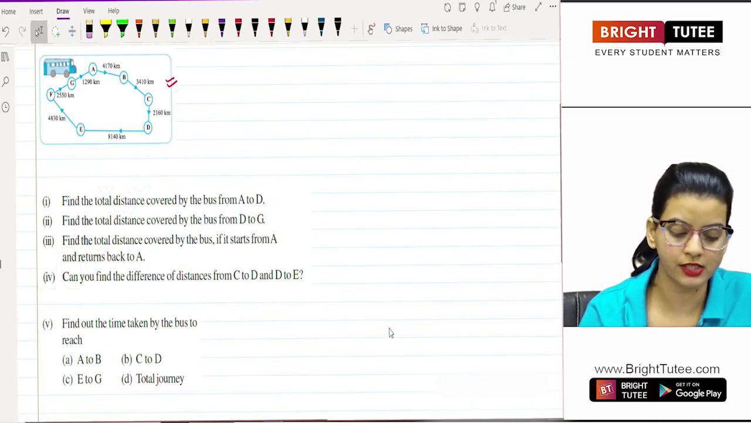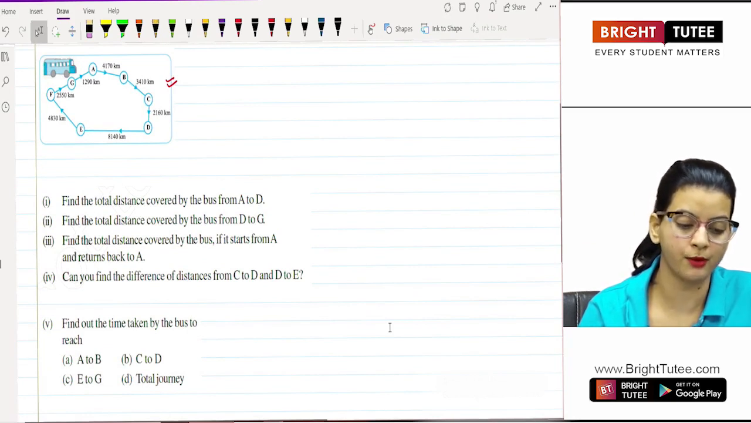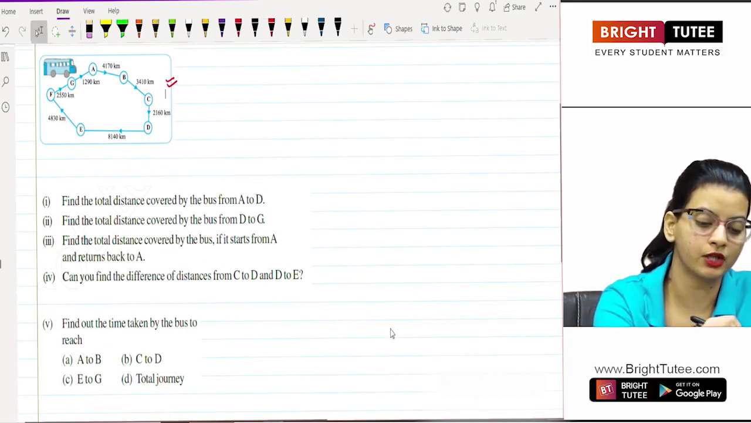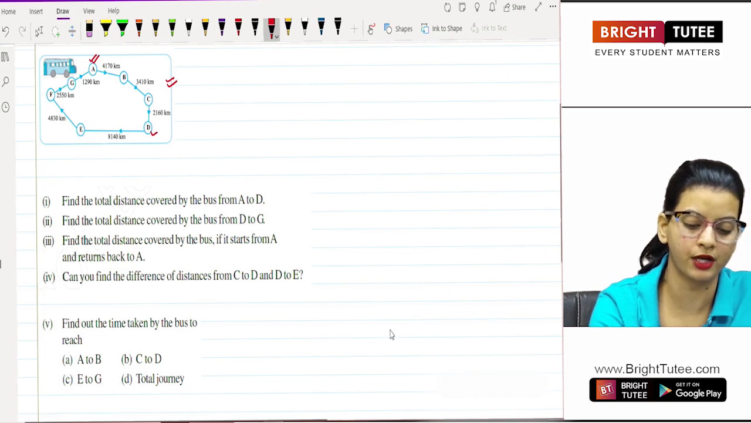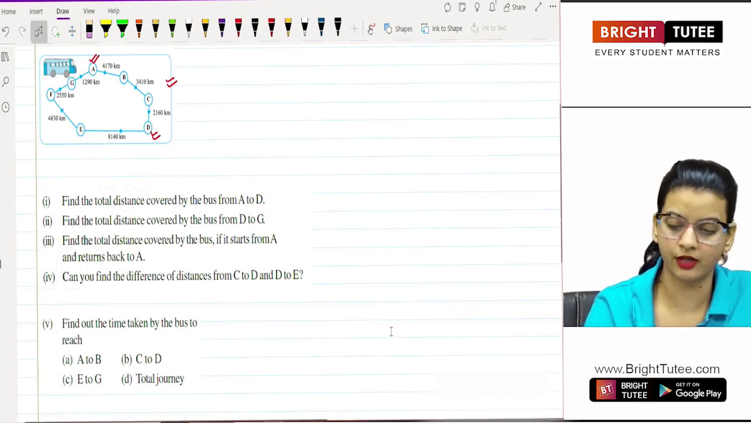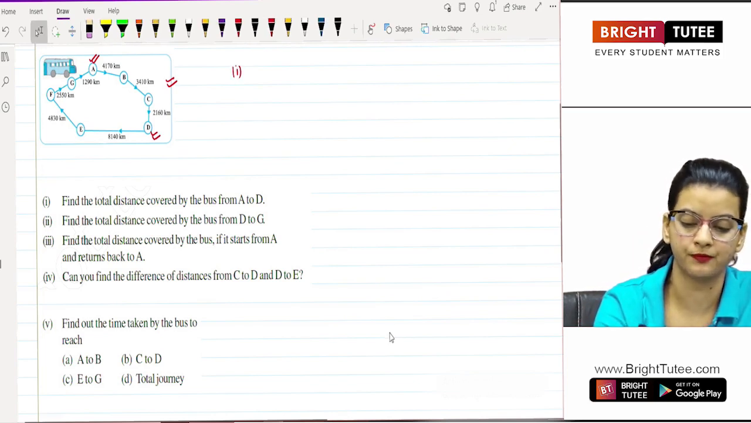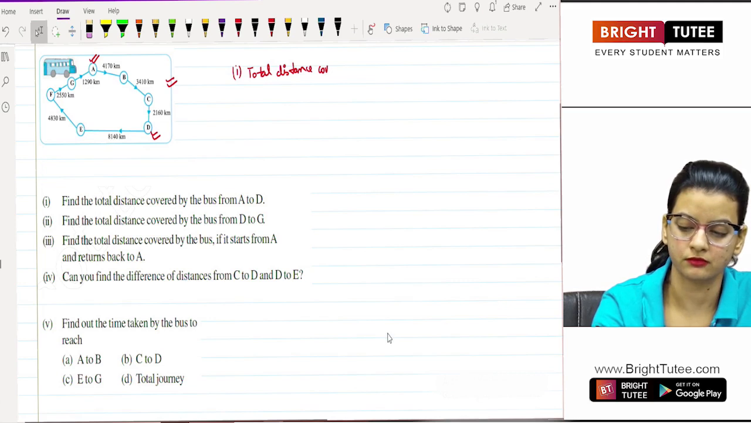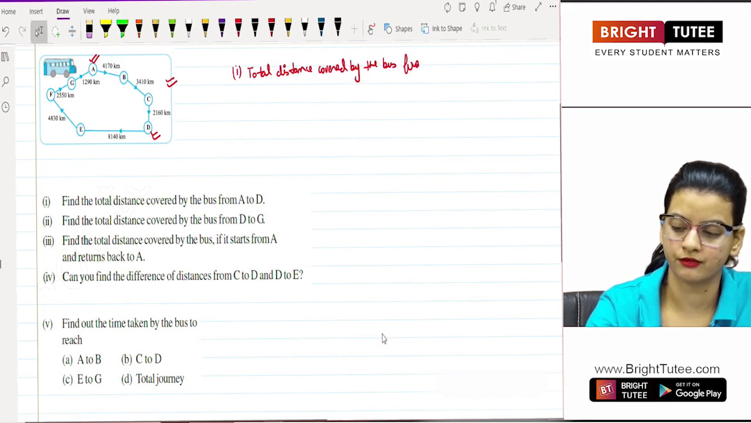Now find the total distance covered by the bus from A to D. So this is point A and this is point D. So the total distance covered by the bus from A to D.